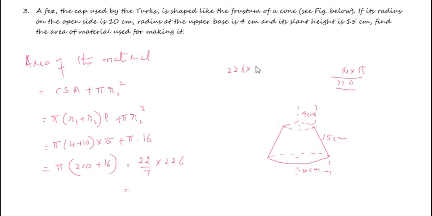226 into 2 is 452, and the product is 4972. 4972 divided by 7, so it is 710 2 by 7 centimeter square. This is the area of the material used in making this cap.